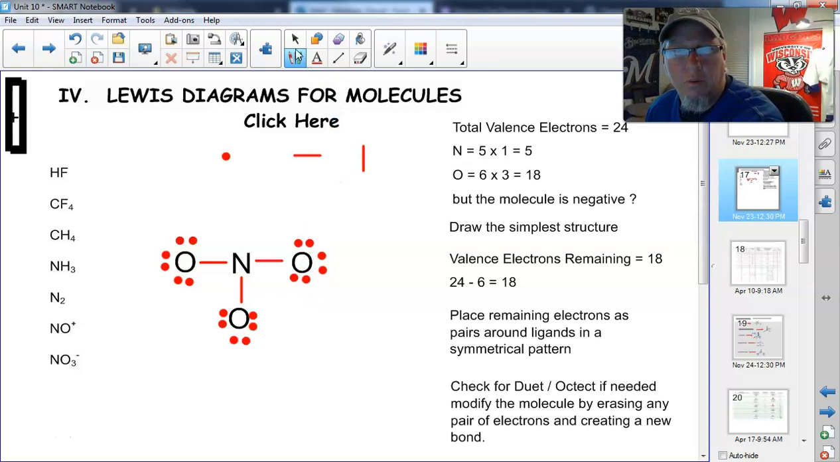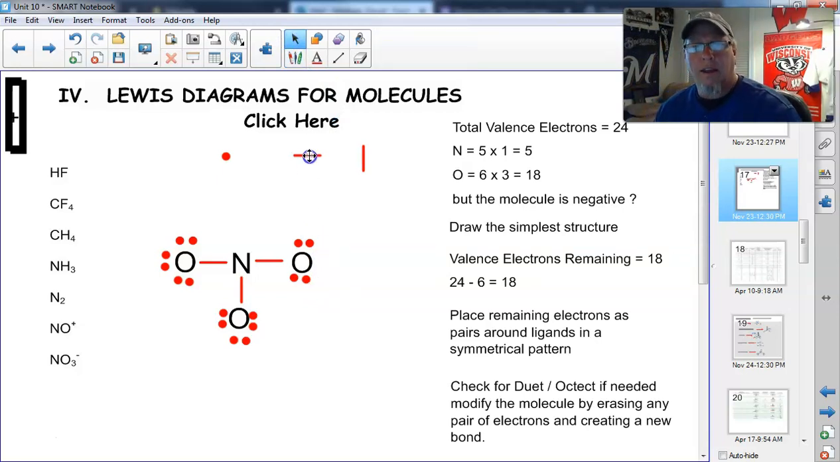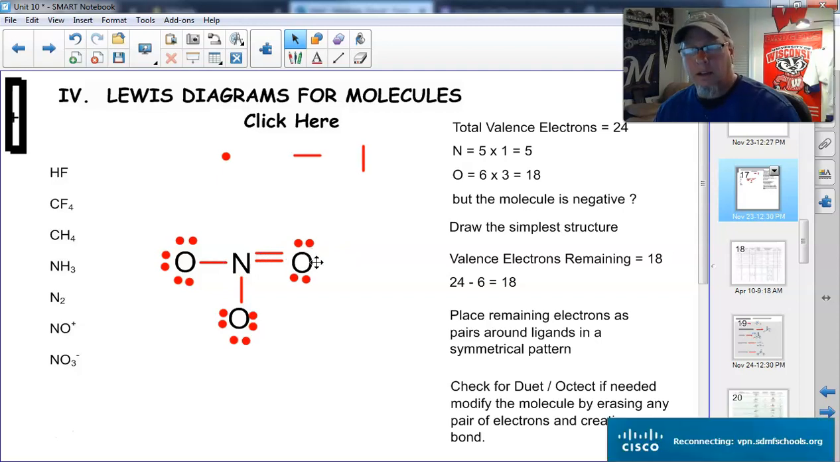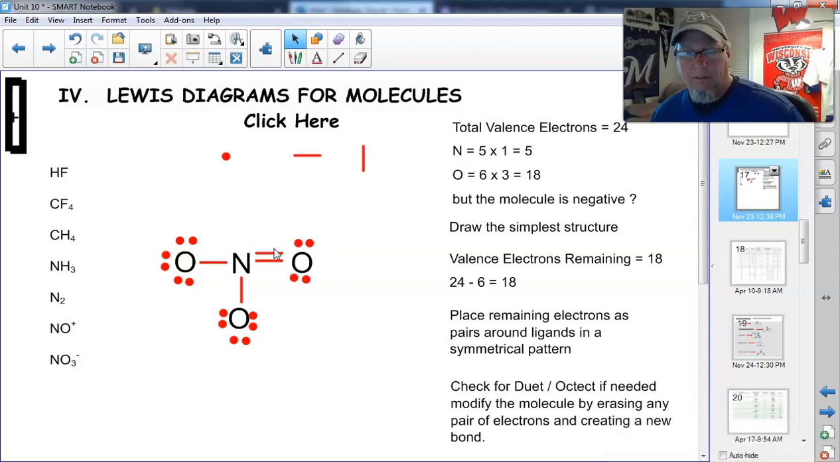You can pick any pair you want to and erase those. I'm going to erase those right there and add a bond. Now if I erase the pair here, I'm not going to put the bond over on the other side. I'm going to put, if I erase the pair on this oxygen, I'm going to put the bond between these two. And now if you look very carefully, everybody's happy, everything's satisfied. Every oxygen has 8 around it. The one nitrogen that I have has 8. 2, 4, 6, 8. So hopefully these extra problems help you with the process of doing some Lewis structures.